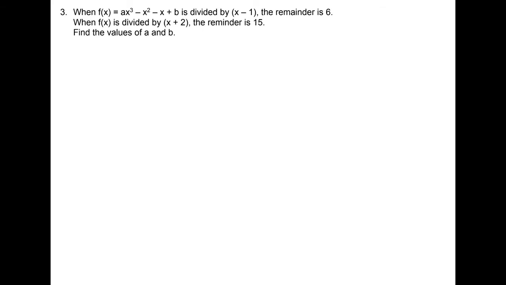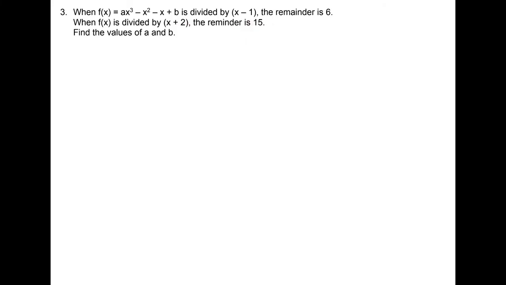Example number 3, a function f(x) is given. However, inside the f(x), there are two unknown variables, a and b. So that's why they gave us two more pieces of information. It says when you divide it by x minus 1, the remainder is 6. When you divide it by x plus 2, the remainder is 15. We want to find the values of a and b.